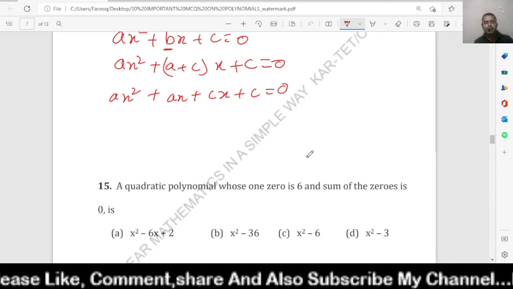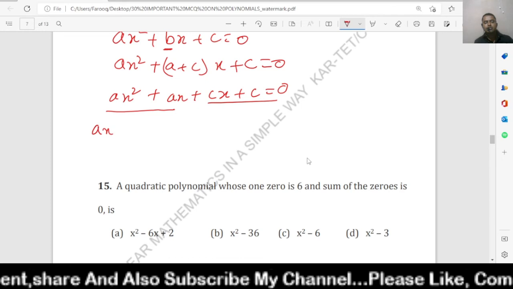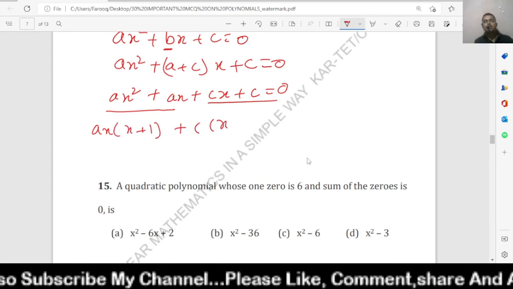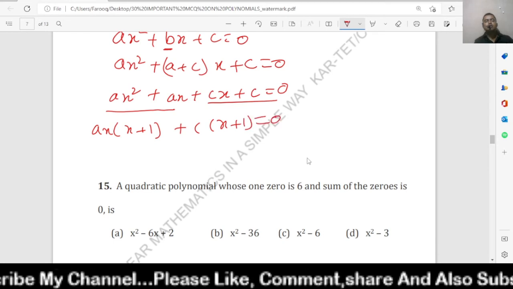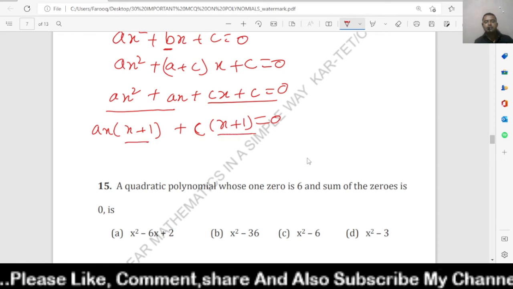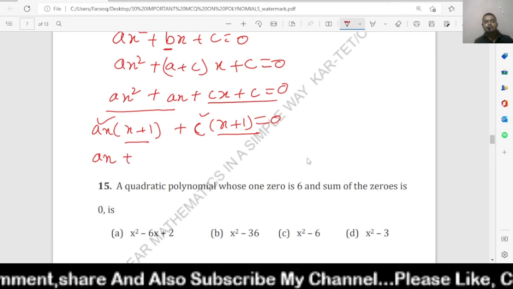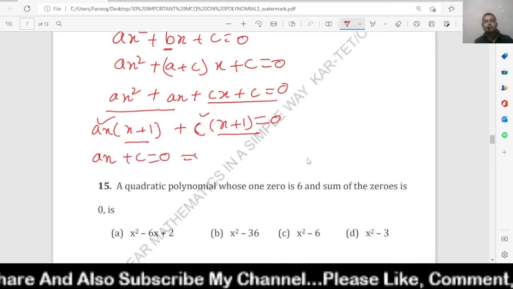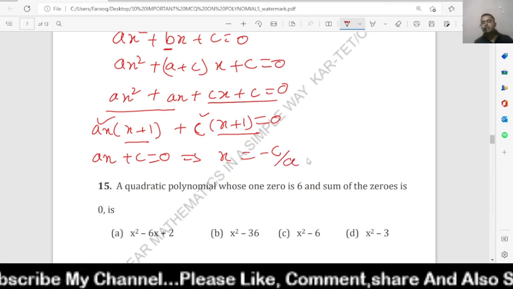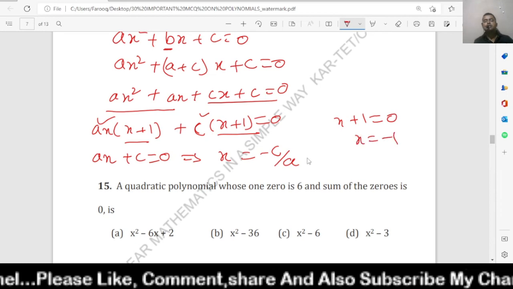Now again by grouping this term and this term, what is common here, ax is common, x plus 1, plus c is common here, x plus 1 equal to 0. Now x plus 1 is common here. What is remaining here? Ax plus c. Ax plus c is equal to 0. This implies x is equal to minus c by a. And x plus 1 is equal to 0, x is equal to minus 1.